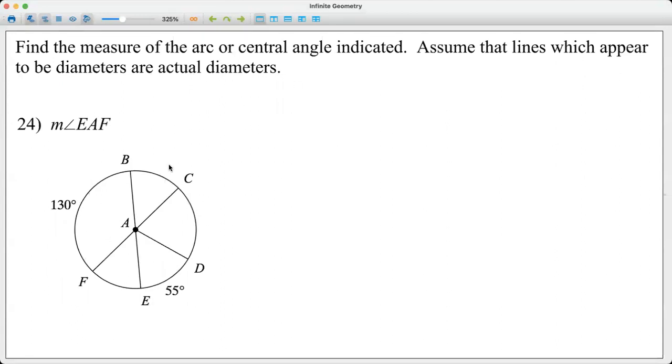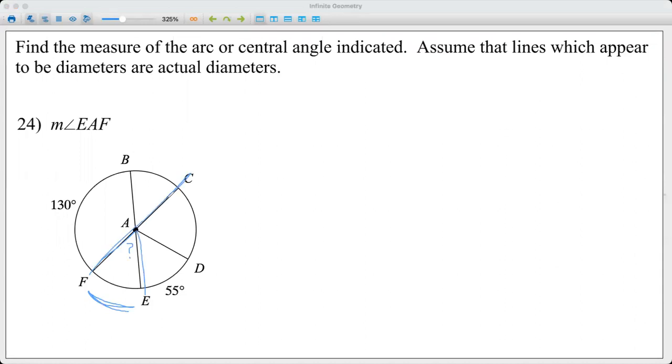So let's see. What do they want us to find? They want us to find EAF. So I'm going to trace E to A to F. So they want us to find the measurement of that arc or this central angle right here. Either one, because remember, central angles equal the arc. And notice I don't have all the arcs around it, but I do have a diameter. So I can draw this diameter a couple different ways.